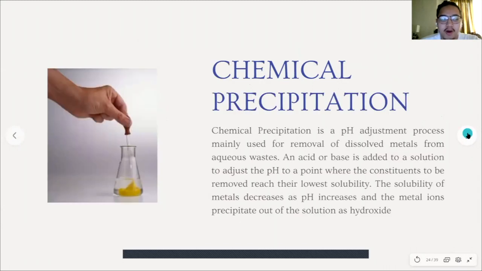So this is the last type of chemical treatment. It is called chemical precipitation. Chemical precipitation is used to remove dissolved metals that are present in liquid waste. An acid or base is added to a solution to adjust the pH level until it reaches a point where the constituents that are to be removed will reach their lowest solubility. The solubility of metals is inversely proportional to its pH level, and the metal ions would precipitate out of the solution as hydroxide.